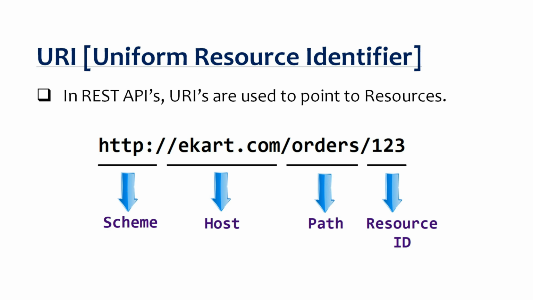And next, URI. URI stands for Uniform Resource Identifier. A URI is the address used to identify a resource on the internet. In REST APIs, URIs are used to point to resources. See here, one URI is there. HTTP is nothing but the scheme. The ecart.com is the host, orders is the path, and 123 is a particular resource ID. These URIs help to make API requests clear, direct, and easy to manage.